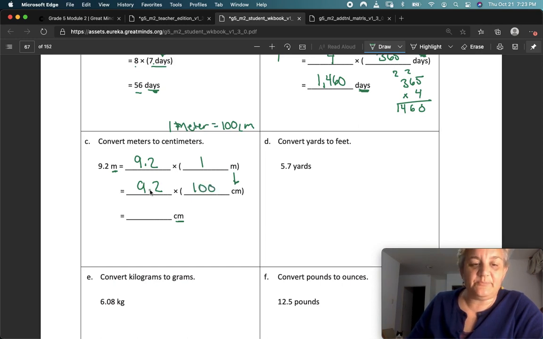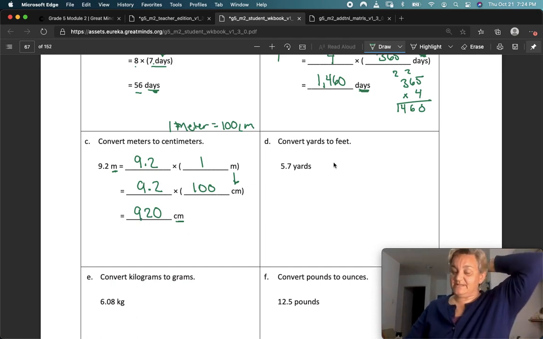And then this is a fairly straightforward multiplication problem. I don't even need to stack them or use my standard algorithm because I know that I can just move this decimal over 2 spaces because there are 2 zeros there. 920. Now I have 920 centimeters. Okay. All right, yards to feet.